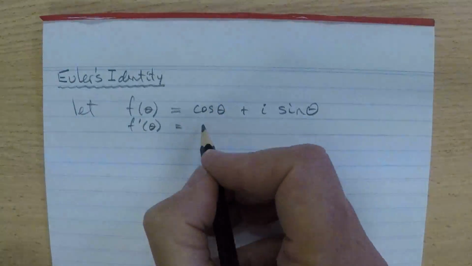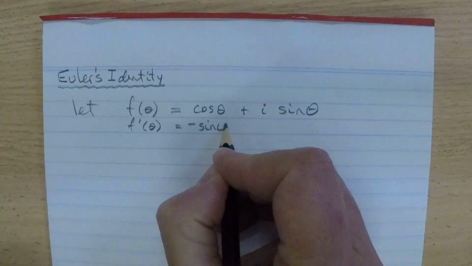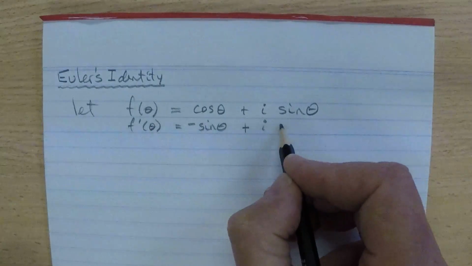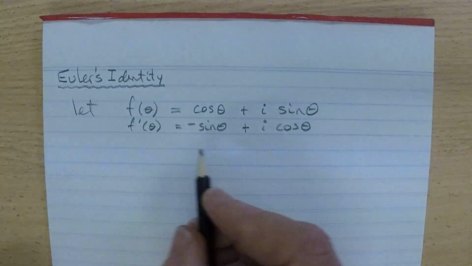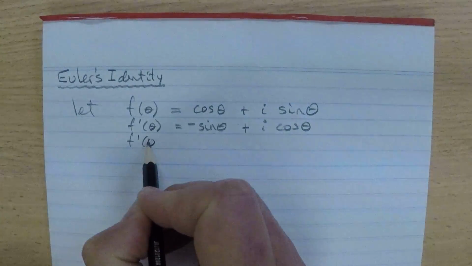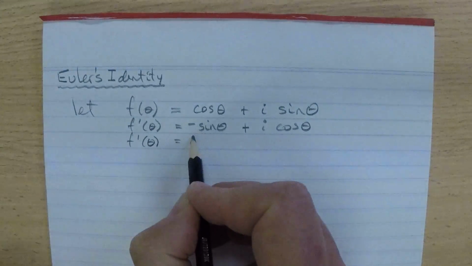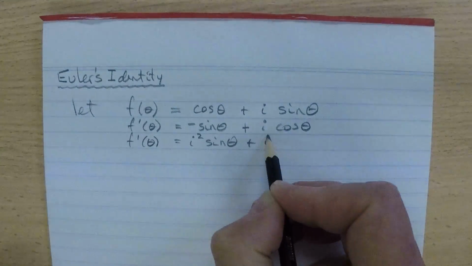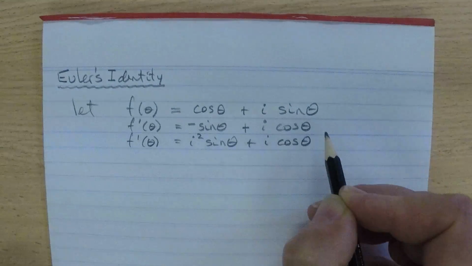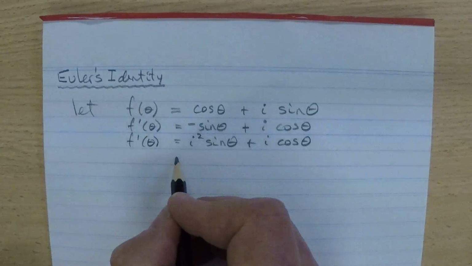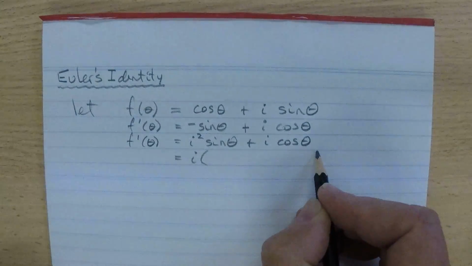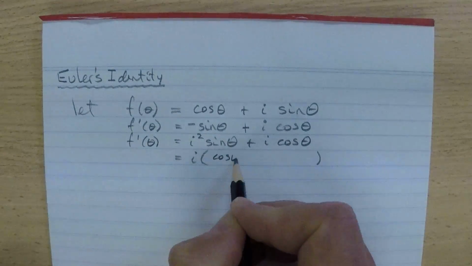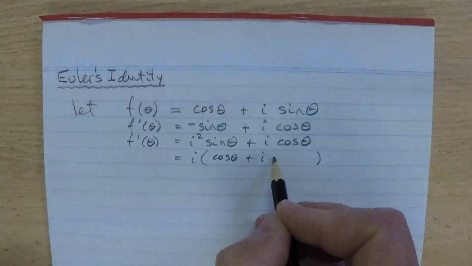So the derivative of cos theta is negative sine theta, and the derivative of sine theta is cos theta, so i is a constant times cosine theta. Now recognising that negative 1 is i squared, we have i squared sine theta plus i cosine theta. Taking a common factor of i, and then I'll write these terms in the reverse order, so cosine theta first plus i sine theta.